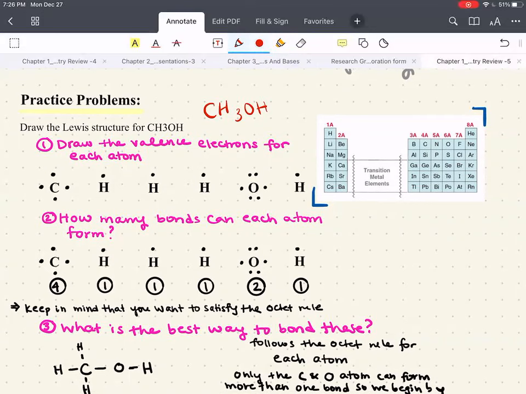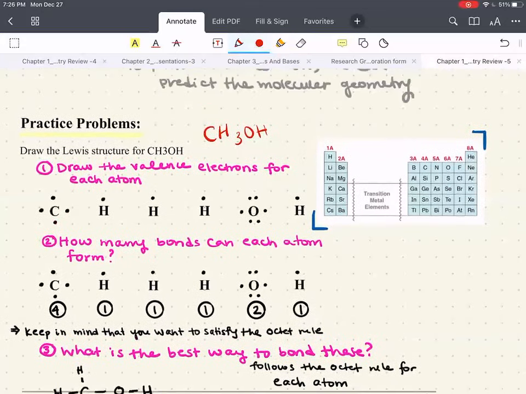Now, what is the best way to bond these? All right, remember, we want to make sure that the octet rule is satisfied. And since this molecule has no formal charges, we want to make sure we keep everything neutral and we don't create any charges through the way we try to bond these, okay? And so let's try it out. Let's draw our carbon. Our carbon forms the most number of bonds, so it is going to be our central atom. All right. And now we want to figure out how to attach all these atoms to the carbon.